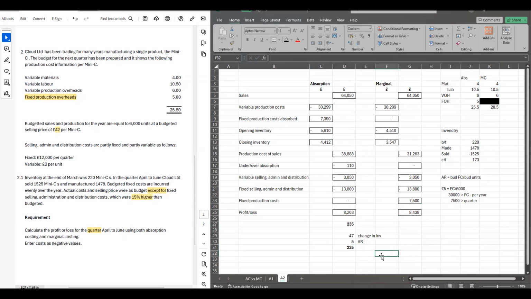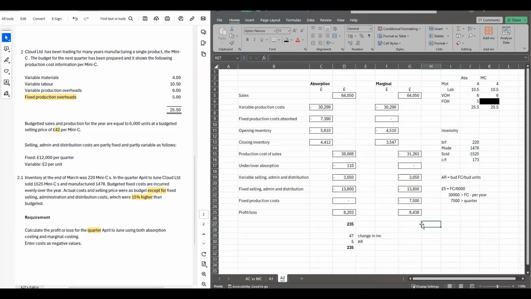Obviously, you can never be 100% sure on exam day, but that's as good as you're ever going to get under exam conditions, that you've got everything spot on. And again, just as a recap, it's changing inventory in terms of the units. So, the brought forward take the carry forward, that's where that 47 comes from.